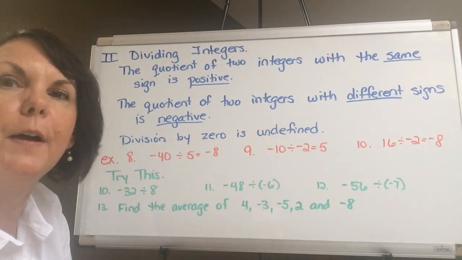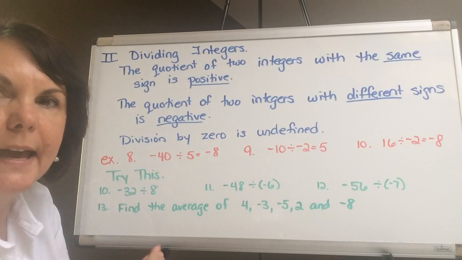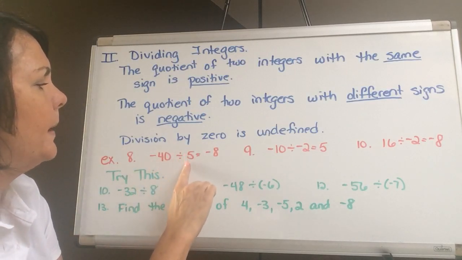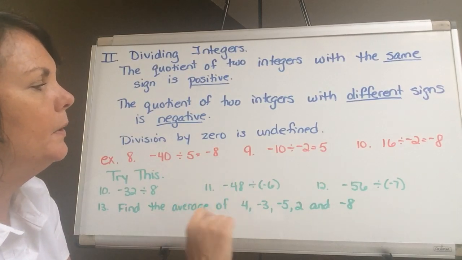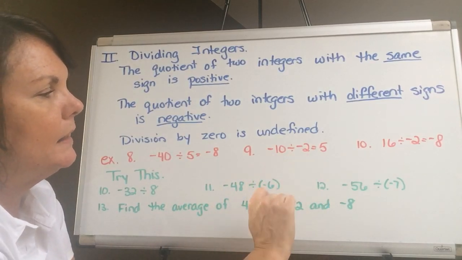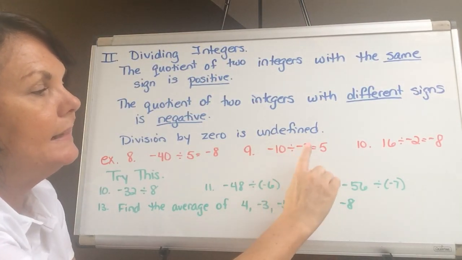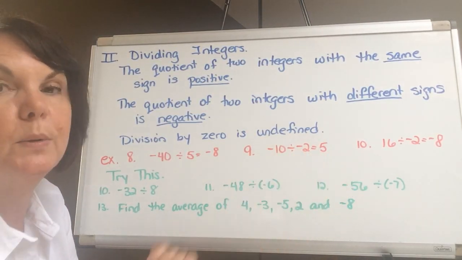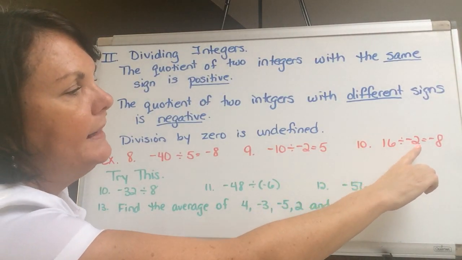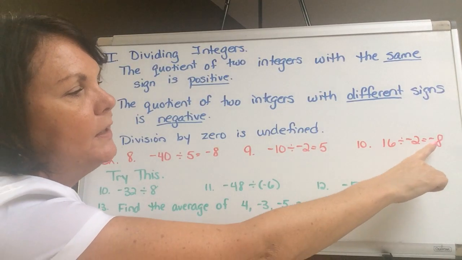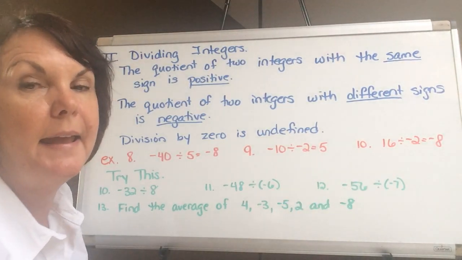That's called undefined. Look at example 8. Negative 40 divided by 5. Again, sign first. Negative divided by positive is a negative. 40 divided by 5 is 8. Number 9. Negative 10 divided by negative 2. Negative divided by a negative, the signs are the same, is a positive. And 10 divided by 2 is 5. And number 10. Positive 16 divided by a negative 2. My signs are different, so my answer is a negative, and 16 divided by 2 is 8.